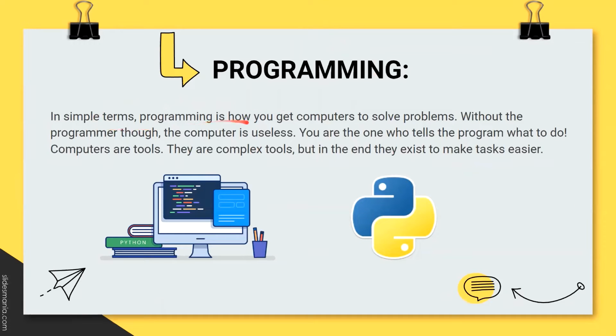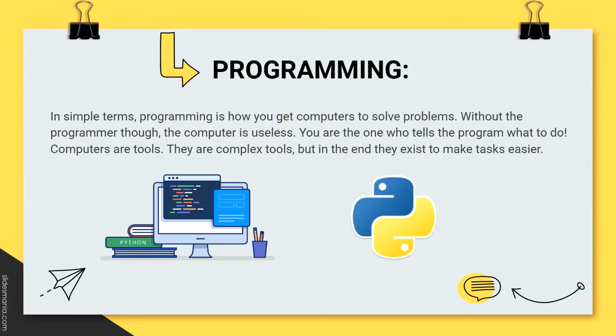In simple terms, programming is how you get computers to solve problems. Without the programmer, though, the computer is useless. You are the one who tells the program what to do. Computers are tools. They are complex tools, but in the end, they exist to make tasks easier. For example, let's say you want to divide two numbers. So 30 divided by 3. Now, I know that's really simple, but instead of you doing the math by yourself, you can go and make a program. And then after that, you can divide any number you want.